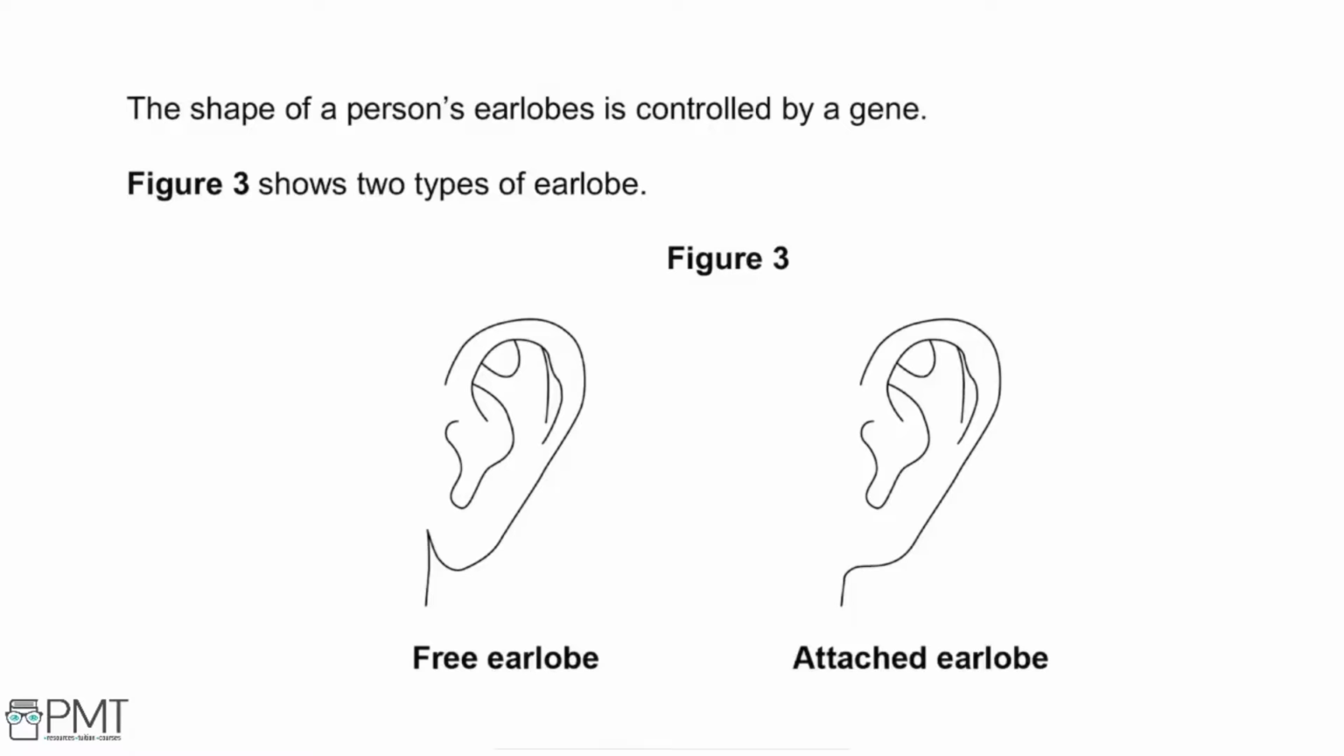The shape of a person's earlobes is controlled by a gene. Figure 3 shows 2 types of earlobe. So here we have figure 3 just below. We've got the free earlobe on the left, and you can see that it's not attached to the neck. And then on the right you've got the attached earlobe, and you can see there isn't a gap between the bottom of the ear and the person's neck.